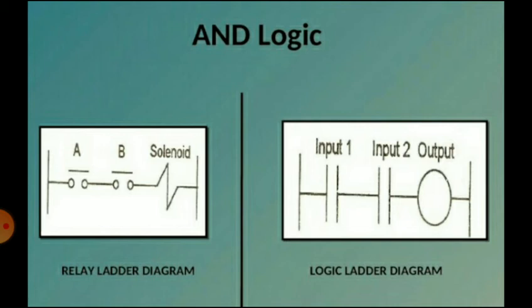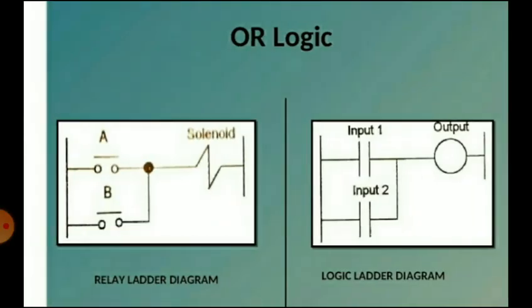So the first logic that we will see is the AND logic. On the left hand side you can see the relay ladder diagram, and on the right hand side you can see the logic ladder diagram. For the AND logic, the output is not energized unless two NO switches are closed. NO means normally open switches. That is AND logic. Then OR logic.